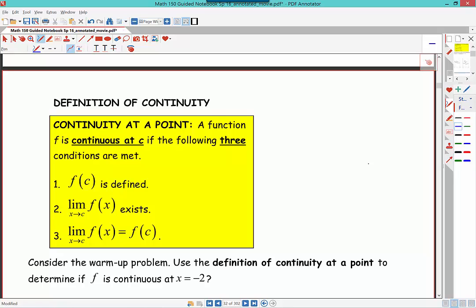Let's get into continuity. First, we start with continuity at a point. Make sure you know these 3 conditions, because on the first exam, you'll definitely have an item that relates to this. So it's really pretty easy. Your function has to exist at that input value. The limit has to exist, and the limit has to be equal to the function value.